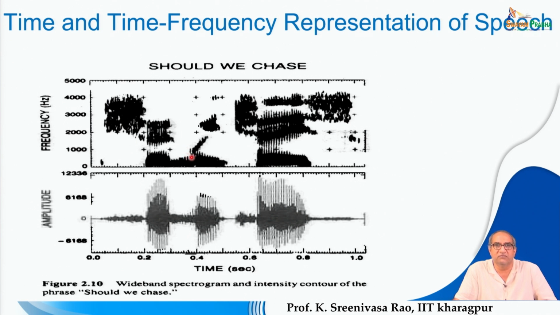And then "we", where the "we" is known to be a diphthong. It is formed by a combination of two vowels, like "u" and "e". That combination forms the diphthong, or gliding syllable, known as "we". You can clearly see that from this spectrogram.